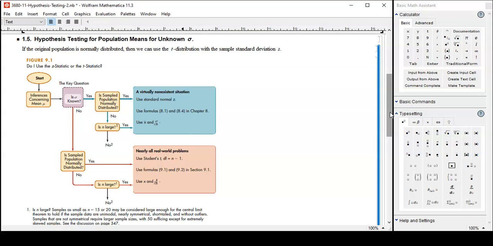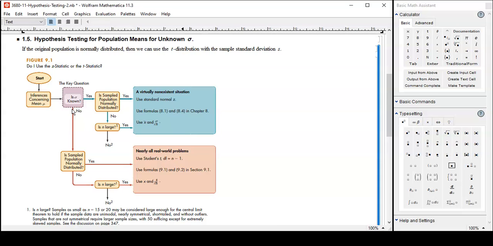In practice, for exam preparations or for classroom purposes, the important question is whether sigma is known or unknown. Known, then you use Z. Unknown, then you use S. So T.